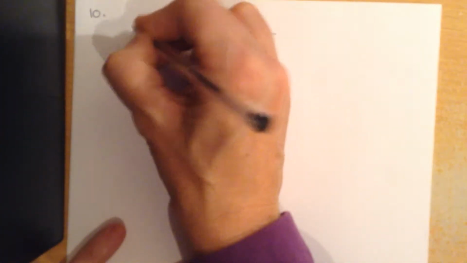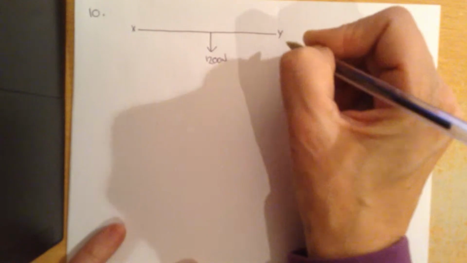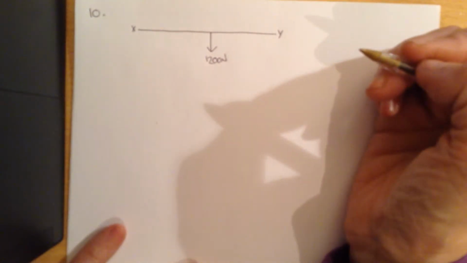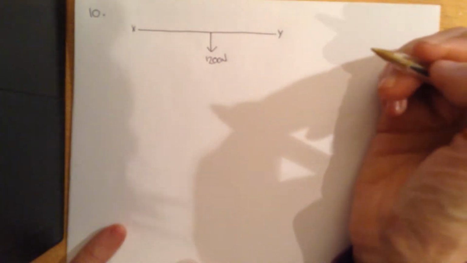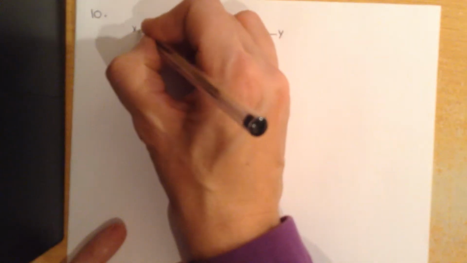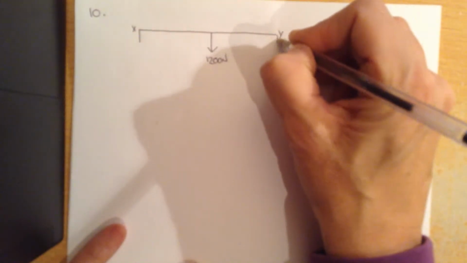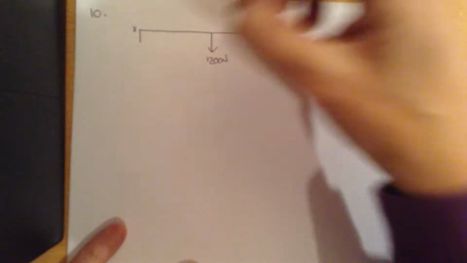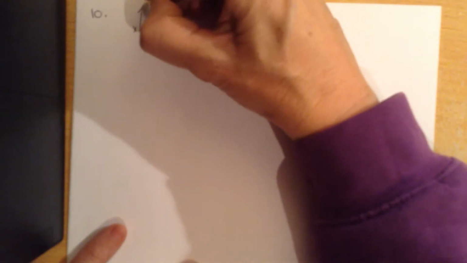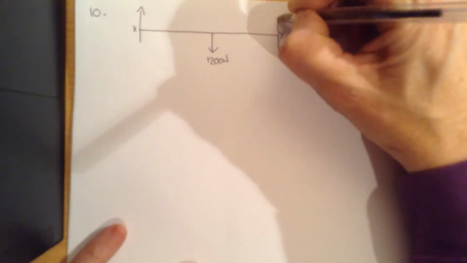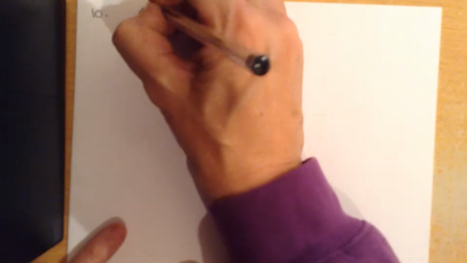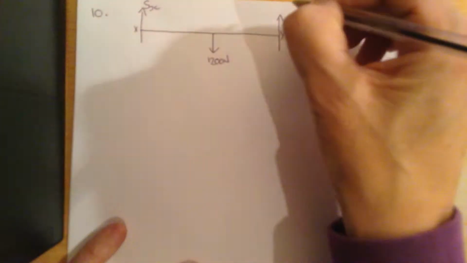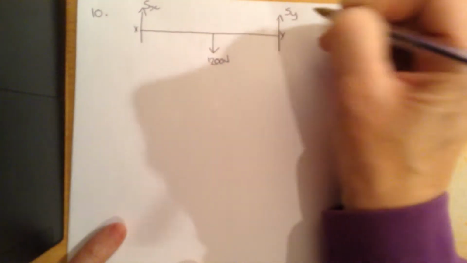This point here, point X, point Y. Supported horizontally on concrete pillars at both ends. So there's a pillar here and a pillar here. Both of these are going to supply support forces up. I'm going to label this one support X and this one support Y.